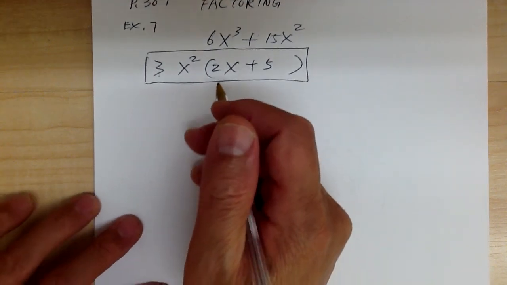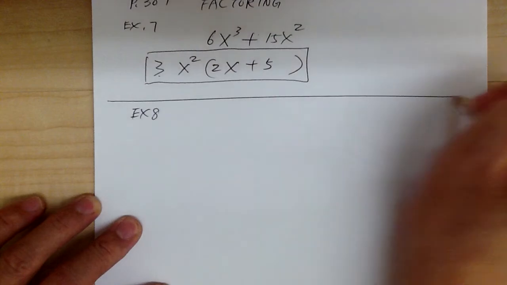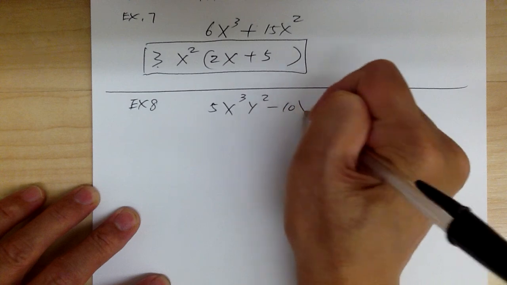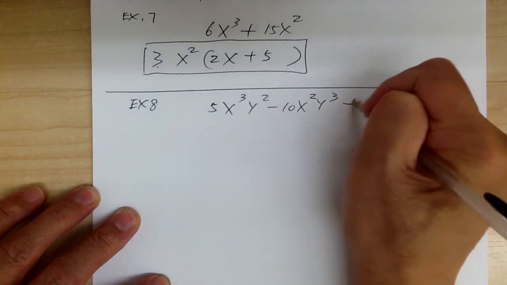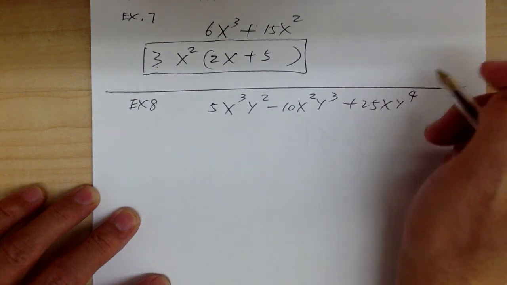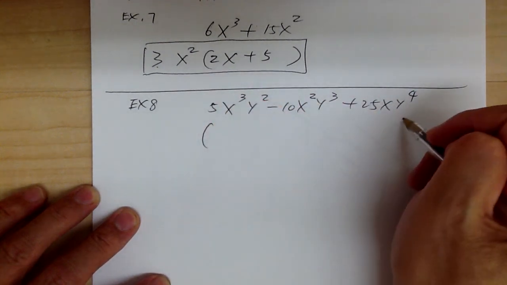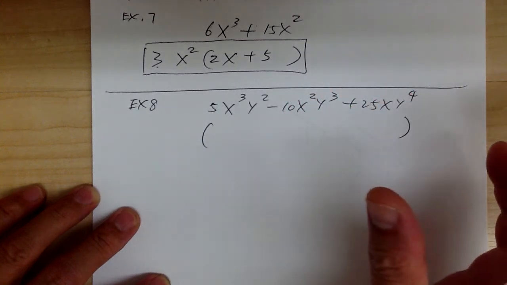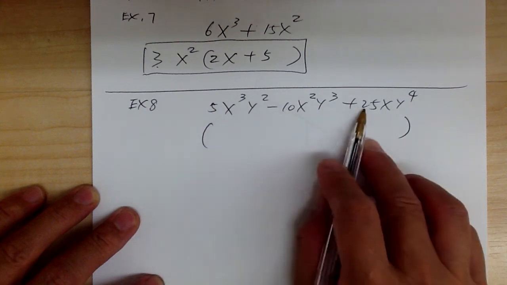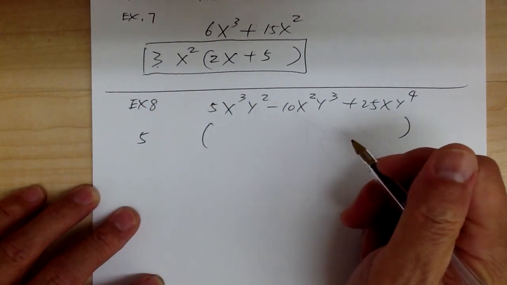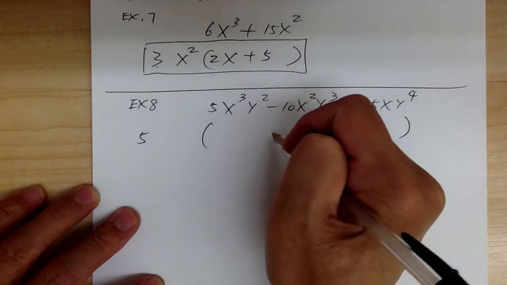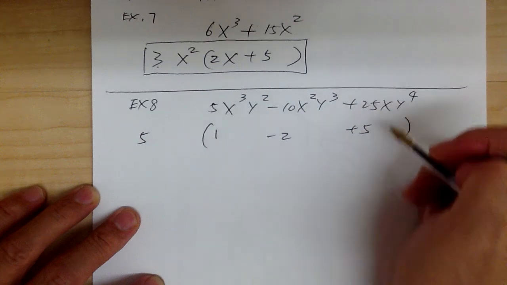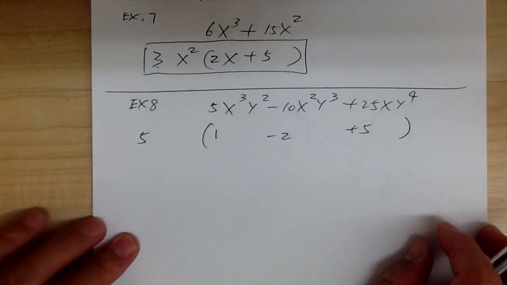Okay, now let's go to example 8. You have 5x cubed y squared minus 10x to the 2 y to the 3 plus 25xy to the 4. When you're doing the factoring, get the parentheses to line up. You do the number, you go down the alphabet, and you do the grouping like parentheses. So 5, 10, and 25, you can factor out the 5. This would be minus 2, and now that's 1, right? So 1, and this minus 2, this would be plus 5. That takes care of the number. Now you go to the alphabet.